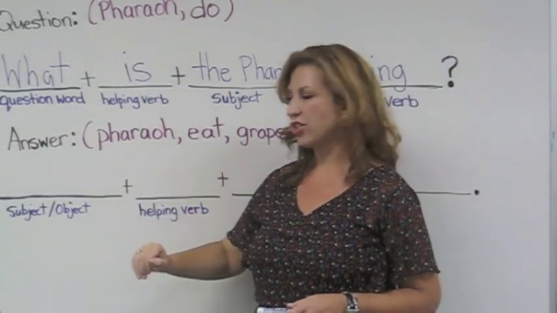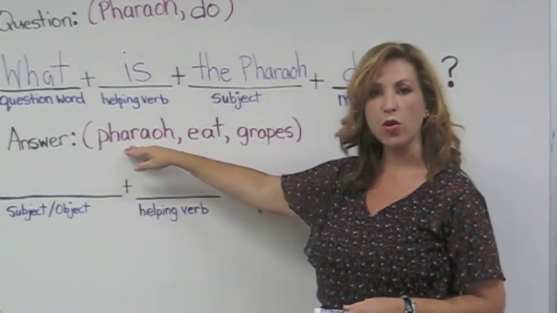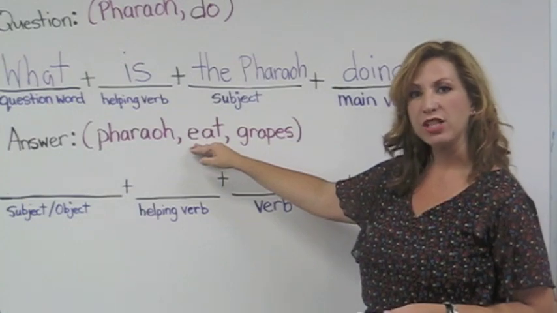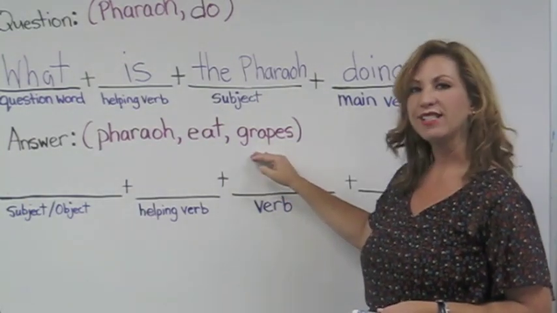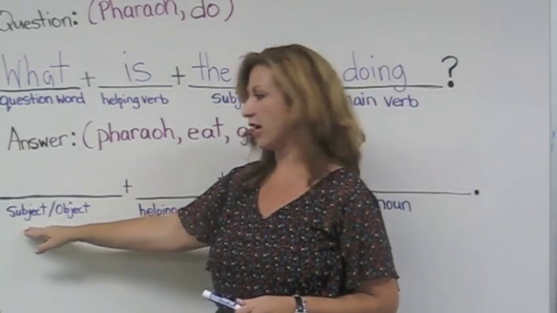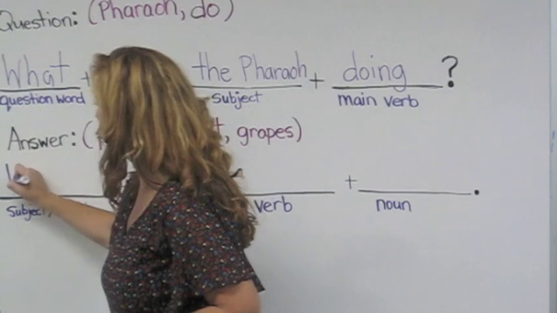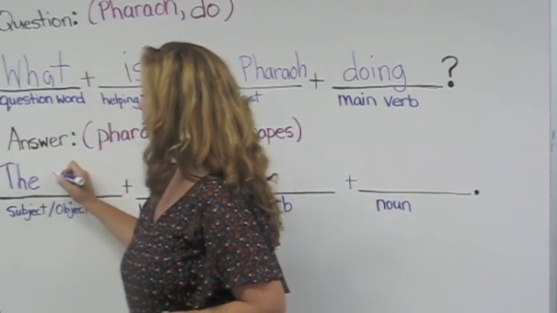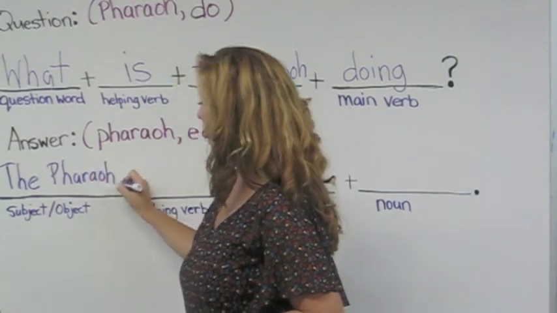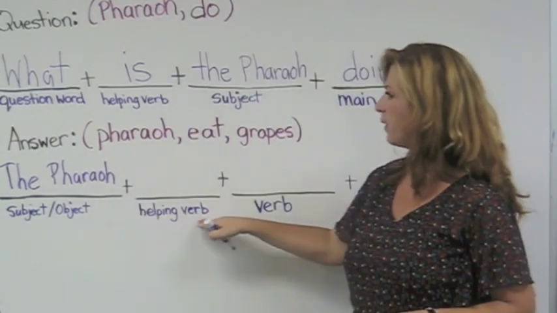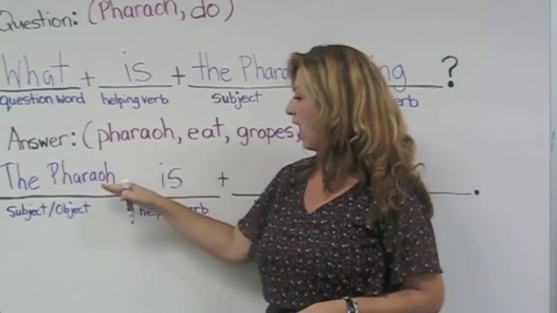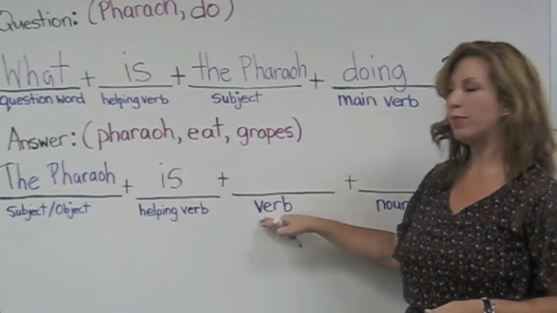Now to answer the question, our subject is going to be the pharaoh, and the verb is going to be to eat, and the noun is grapes. That is what he is eating. So let's begin with our subject. The pharaoh, and of course we begin with a capital letter. The pharaoh, the helping verb again is. The pharaoh is, now our verb, to eat.